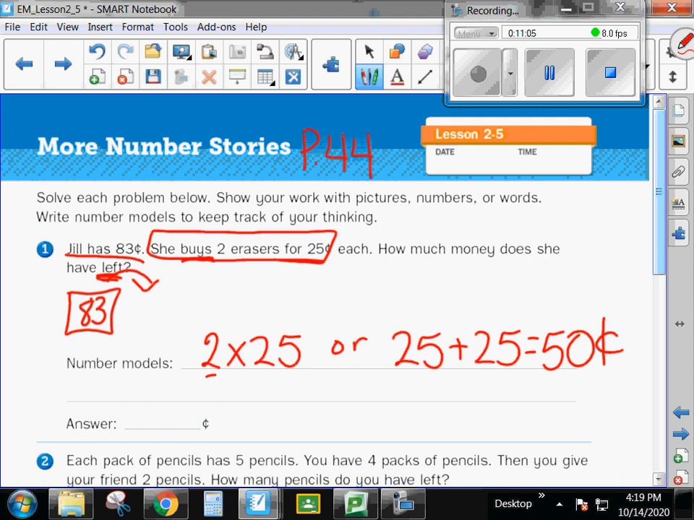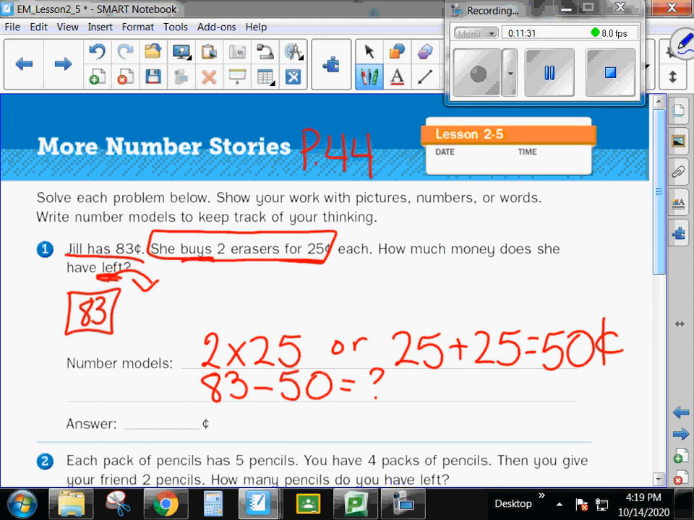So if I do 83 minus the 50, and now that should give me my answer. So these are my 2 number models. You could have either done 2 times 25 or the same thing, 25 plus 25, and then you need to do your subtraction. If you didn't do your subtraction yet, go ahead and pause the video and do that.